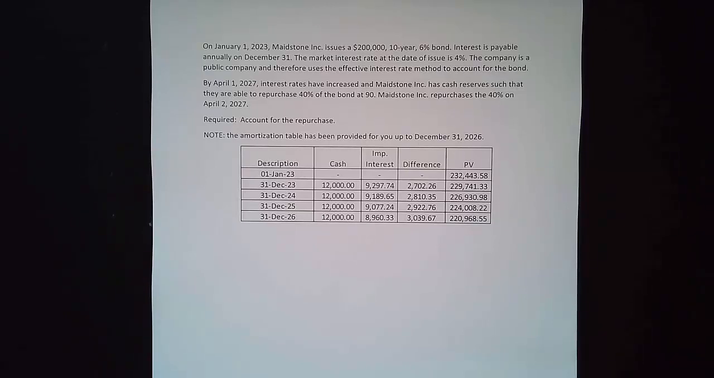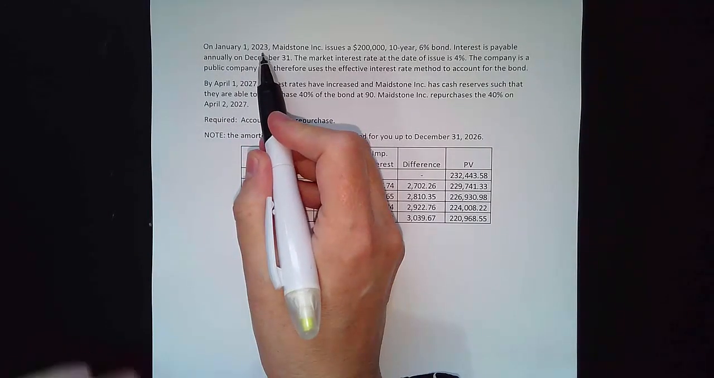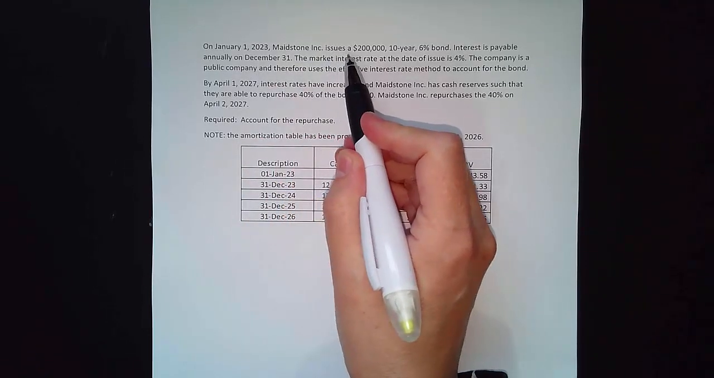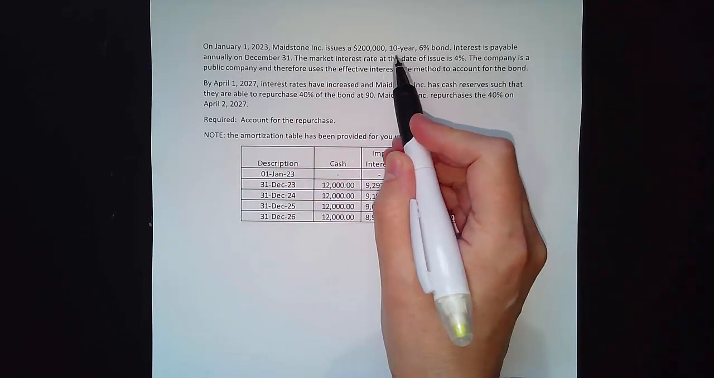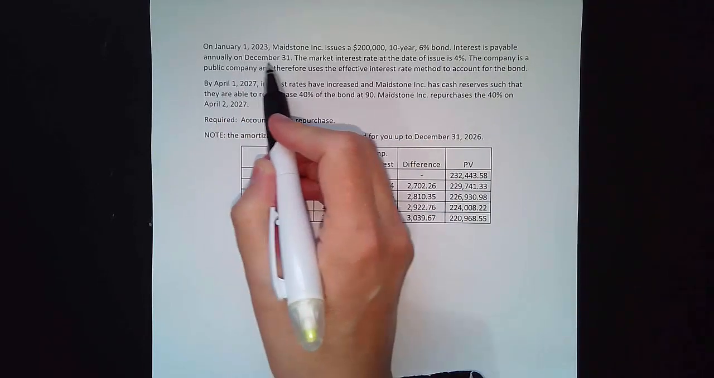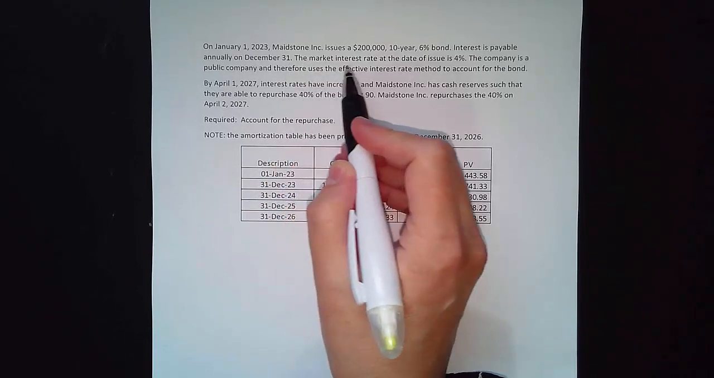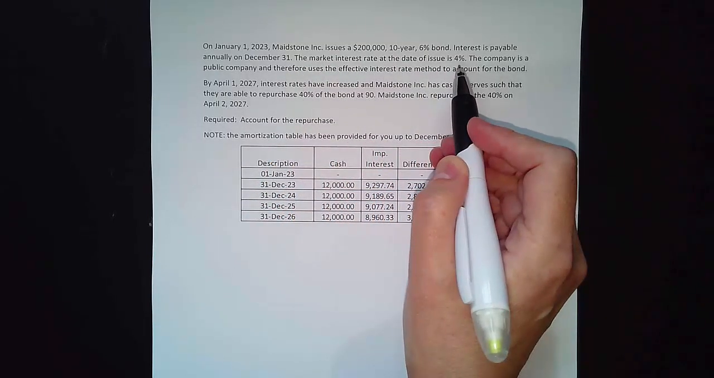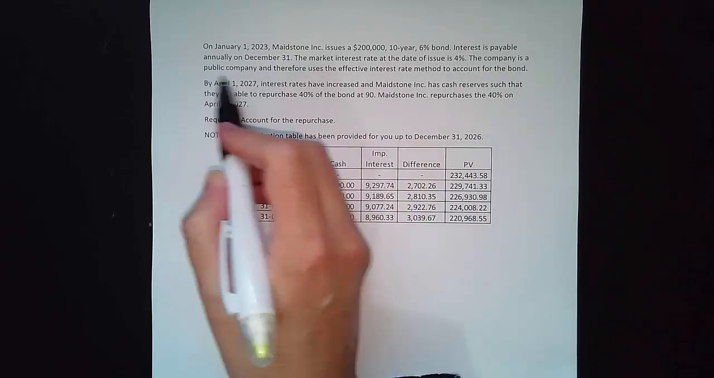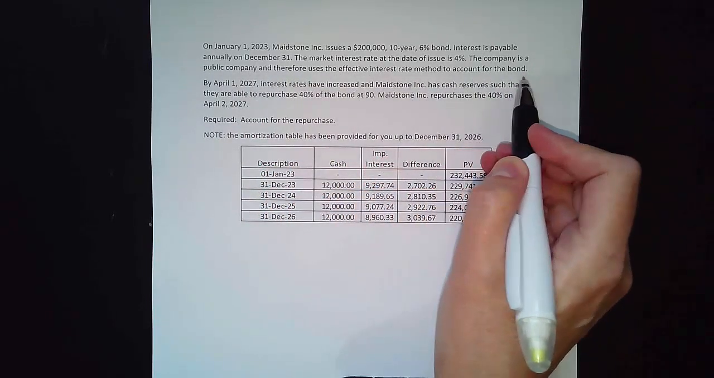In this video, we're going to cover the early redemption of a bond. Let's read the question first. On January 1st, 2023, Maidstone Inc. issues a $200,000 10-year 6% bond. Interest is payable annually on December 31st. I did that just to make it easier. The market interest rate at the date of issue is 4%. The company is a public company and therefore uses the effective interest rate method to account for the bond.